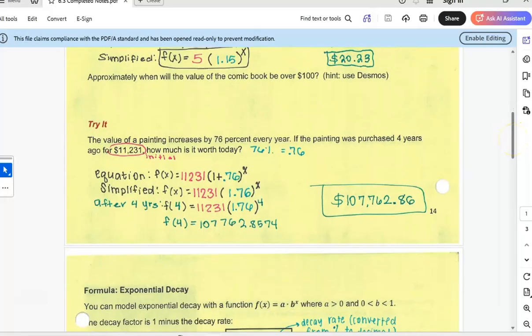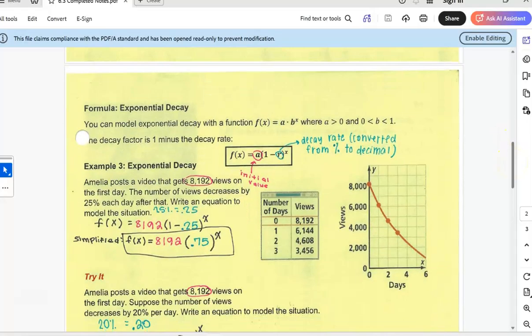So if we scroll down, here we have another example. Something was increasing by 76%, so that is exponential growth. We changed that to 0.76. So when we put that into the equation, we see that 0.76 there. And then we have the 1 plus because it's increasing. And then the decay, we have minus. Again, the decay rate has to be converted to a decimal. So if it is decreasing by 25%, it's 0.25.